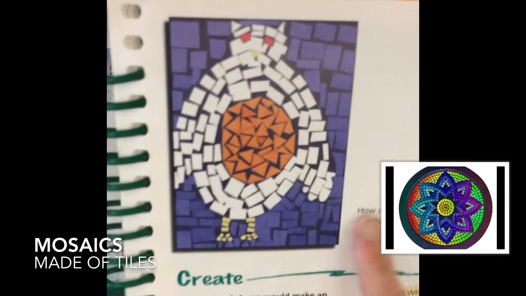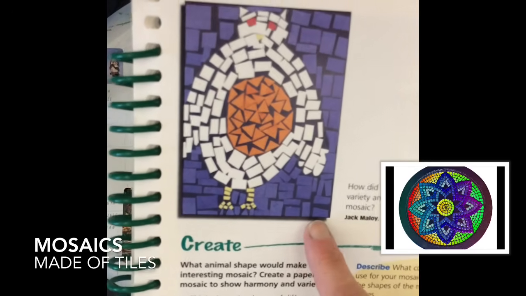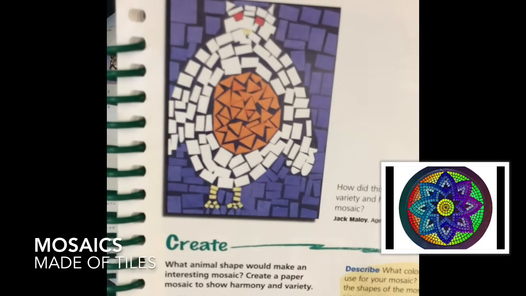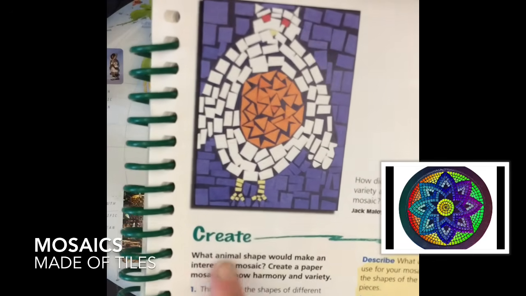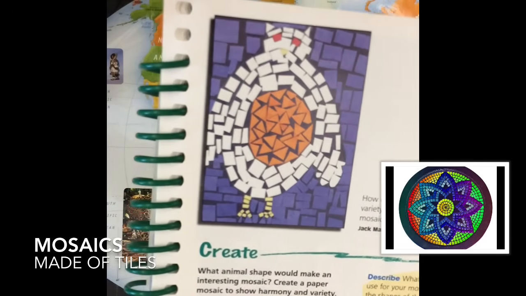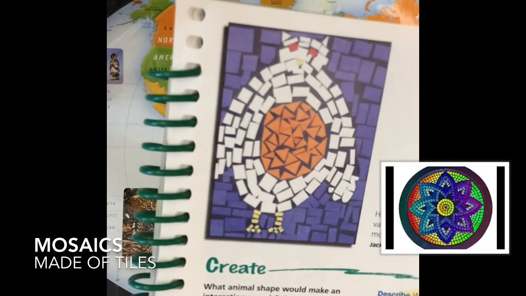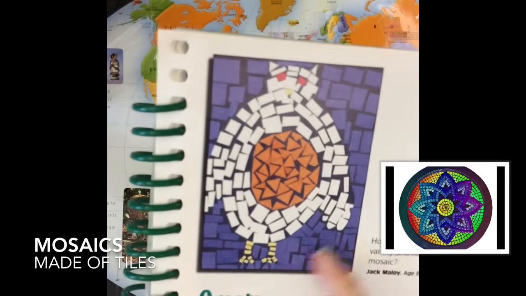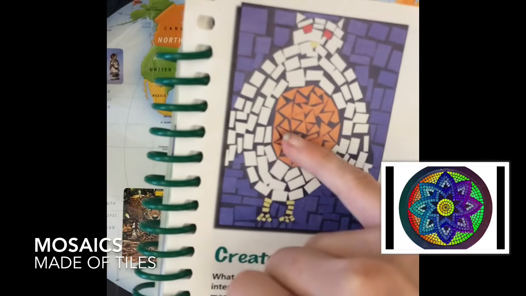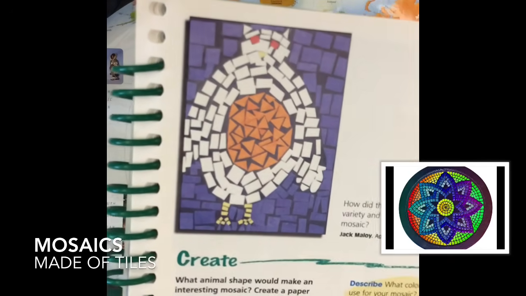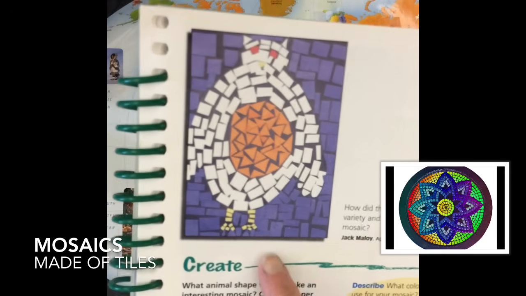On this page, you can see a mosaic made out of paper by a student who made a picture of, what is that animal? An owl. What animal shape would make an interesting mosaic for you? Create a paper mosaic that shows harmony, so you want to use similar shapes, but some variety, so different colors. So I can see squares and triangles, which are both geometric shapes.